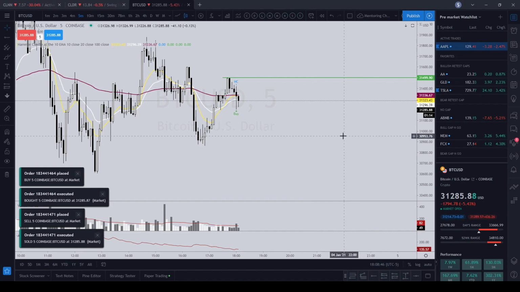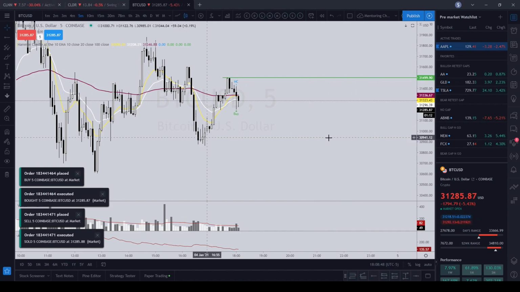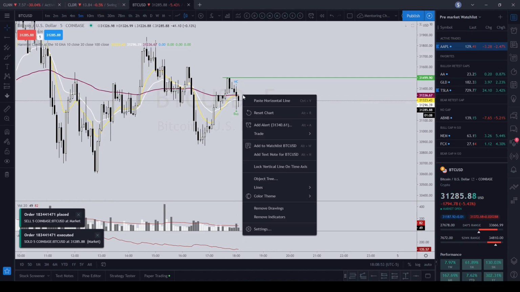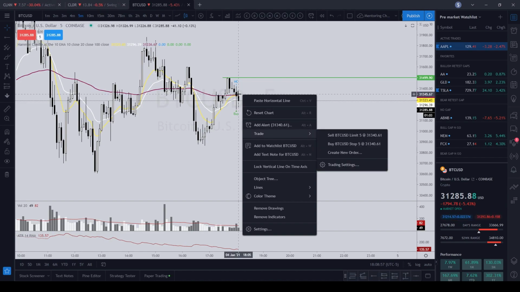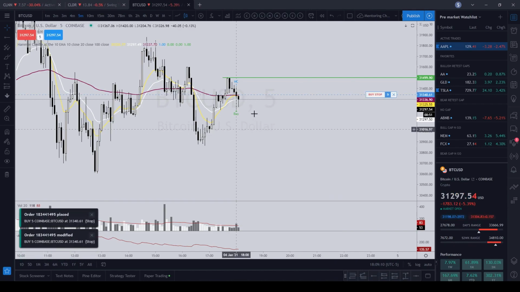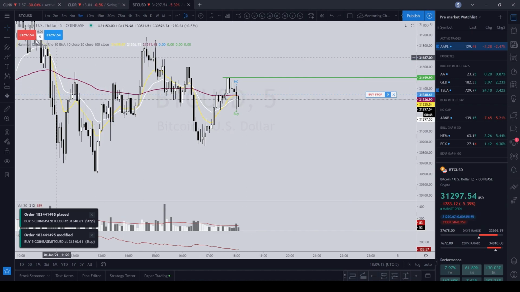Now, there is one other way of entering trades, and that is directly on the chart. So let's say that we want to set an entry just above this candle right here. You can right click above that price, go to trade, and then what we want to do is buy, and you see that it says buy Bitcoin. It automatically selects the type of order because we're above the price. It says buy stop 5 right there. The reason it says 5 is because we currently have this quantity set at 5.